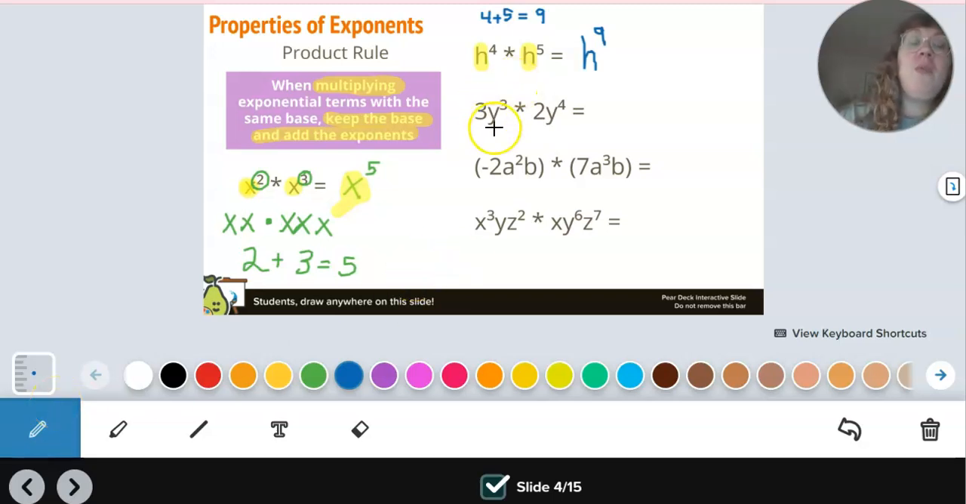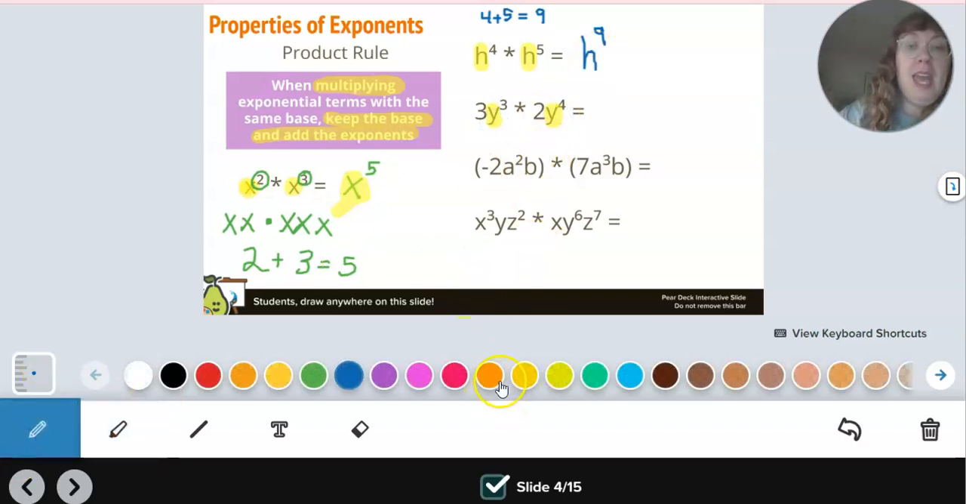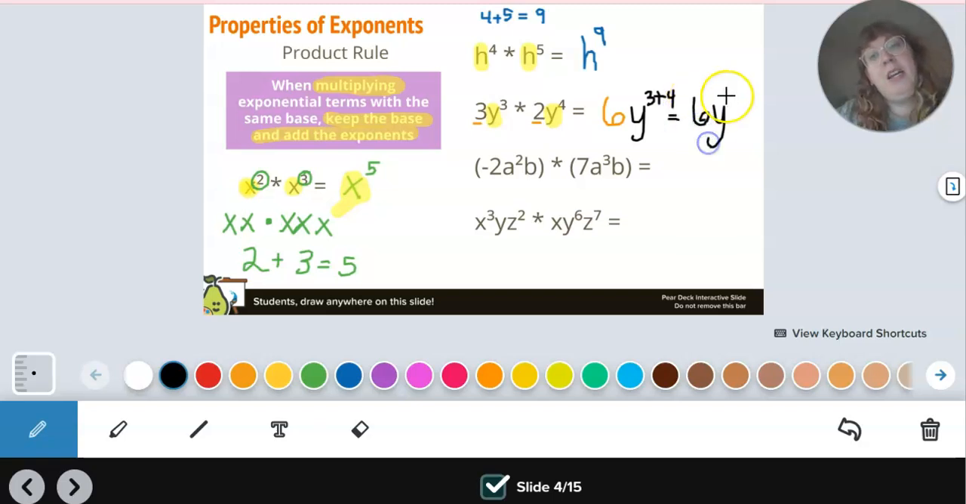For the next one, we have 3y cubed times 2y to the 4th. So the first thing we'll notice again is that our base of y is the same, but we can multiply this 3 and 2, these coefficients, because everything is being multiplied here. 3 times 2 gets us 6, and then we have a y to the 3 plus 4, which is 6y to the 7th. So we multiplied the 2 and the 3, kept that base, added the exponents to get a y to the 7th.